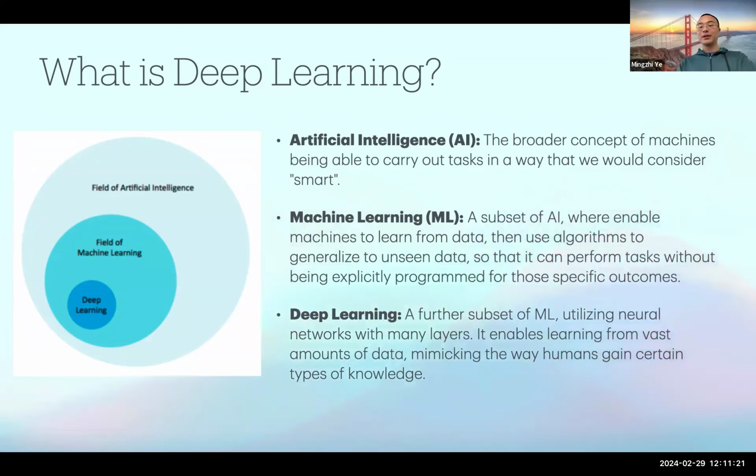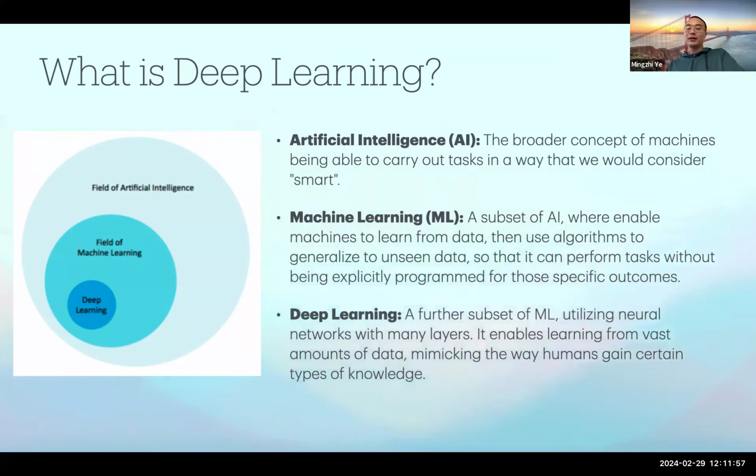And machine learning is a subset of AI that enables machines to learn from data and then use algorithms to generalize to unseen data, so that it can perform tasks without being explicitly programmed for those specific outcomes. And actually, statistical models, which I think we are quite familiar with, are also an aspect of machine learning. And deep learning is a further subset of ML.